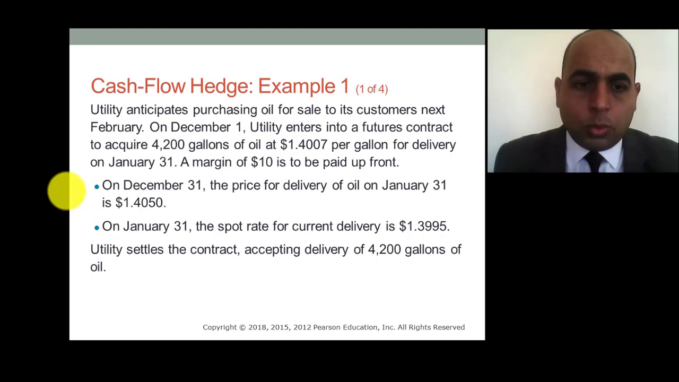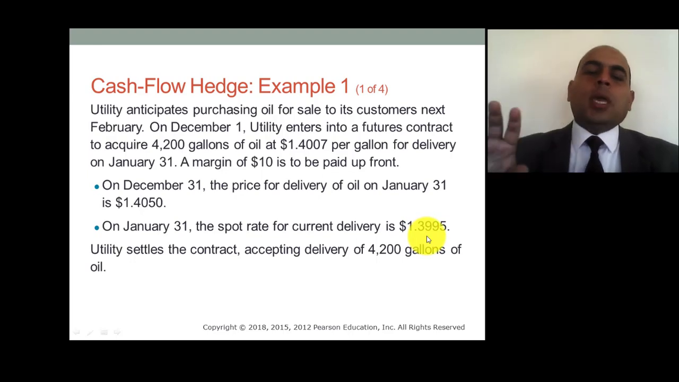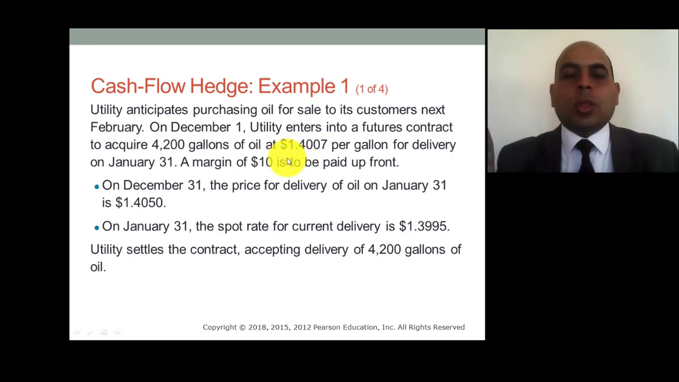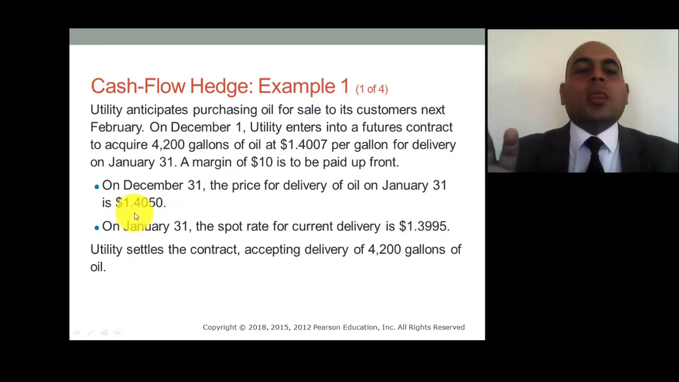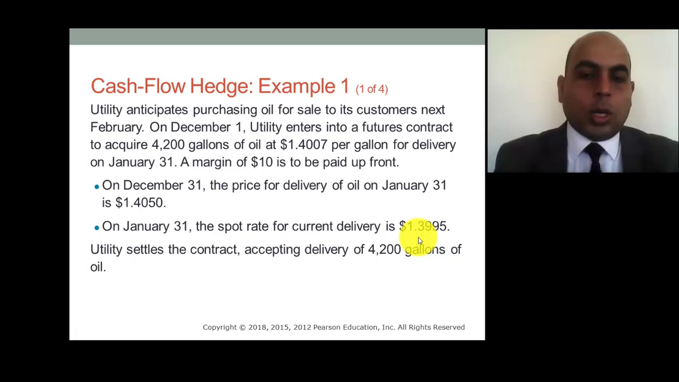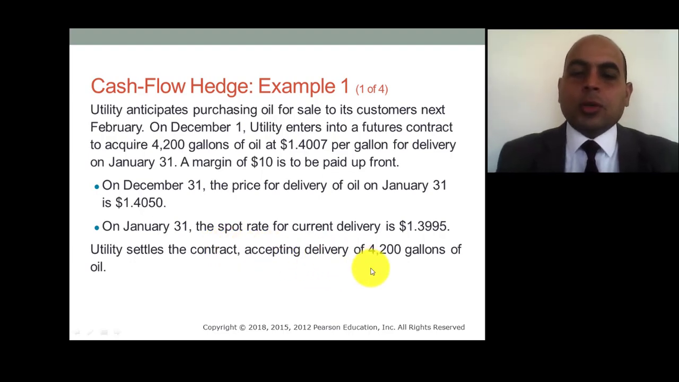On January 31, the spot rate for current delivery is 1.39. We agreed to buy it by 1.40 and we adjusted it on the date of preparing the financial statement to be 1.40. On the settlement date, prices declined to 1.39. So in this case, it means we are talking about loss. Utility settles the contract on the date of settlement, accepting delivery of 4,200 gallons of oil. Also, they purchase it.